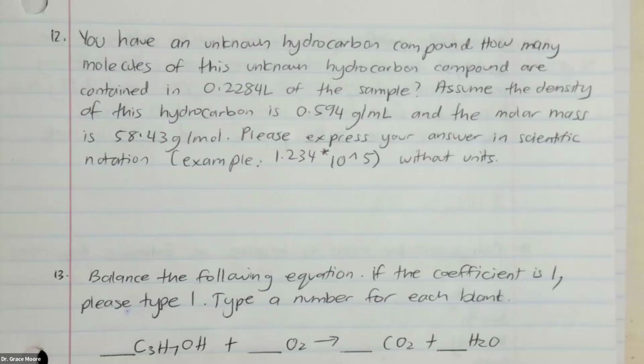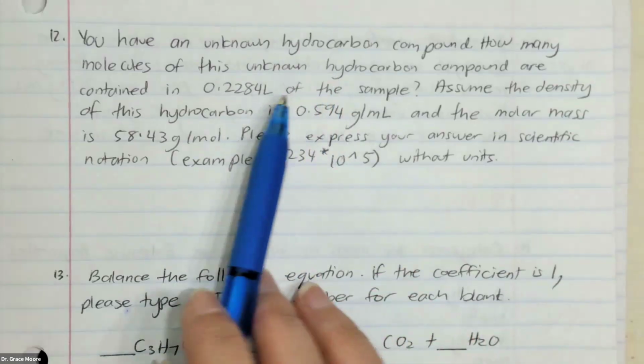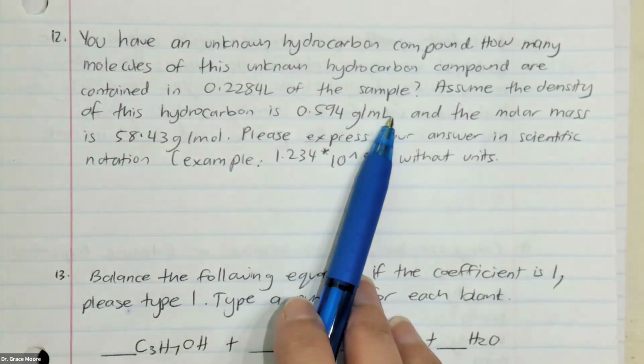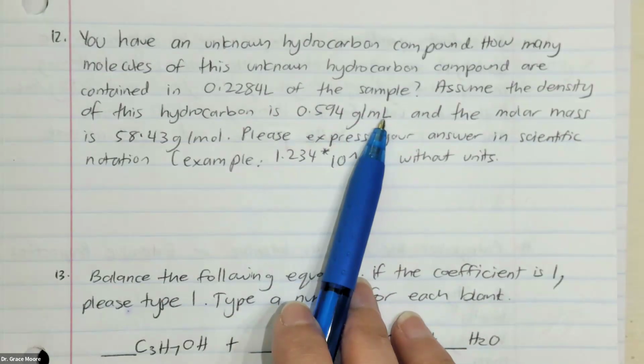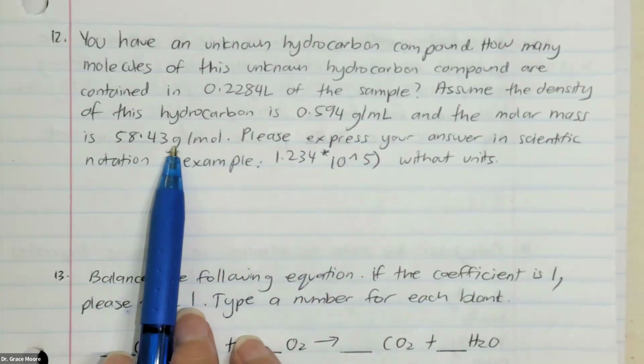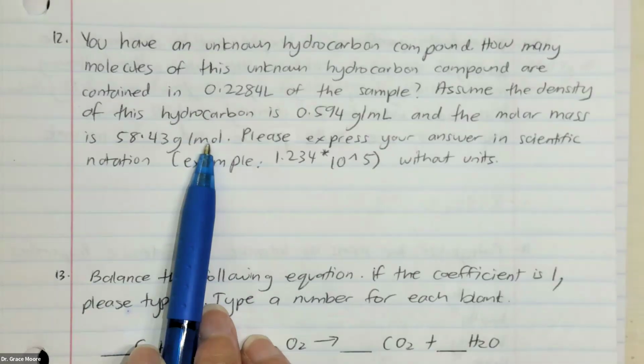It says, I need to find how many molecules. So you're going to use the Avogadro's number, okay? And I have the volume in liters of the sample. If I have volume in liters, I can probably convert it to milliliters so I can use the density to connect milliliters and grams. Once I get grams, I'm going to use the molar mass to tie grams to moles. And once I have the moles, I can use the Avogadro's number to get the number of molecules.